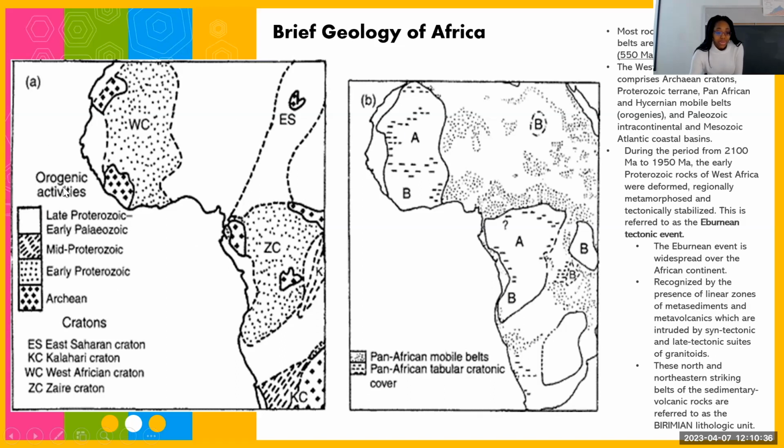So that's what these maps over here are for. This is the West African craton right here. That's dated to early Proterozoic with some Archean cratons. Then there's the mid-Proterozoic, which is further down to the southern part of West Africa. And finally, the late Proterozoic to early Paleozoic right here. And this map details the Pan-African mobile belts, again, orogenies. So they occurred all over the entire continent.